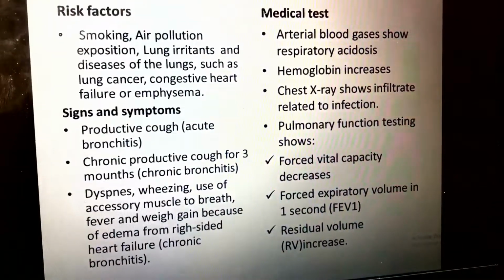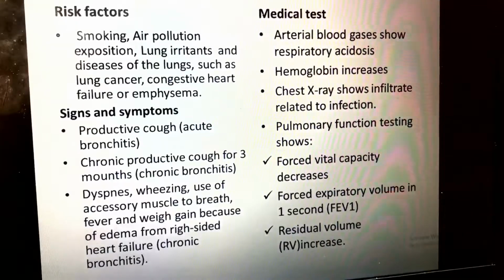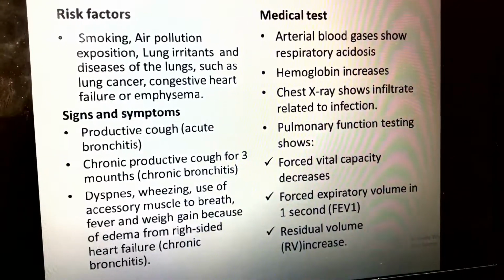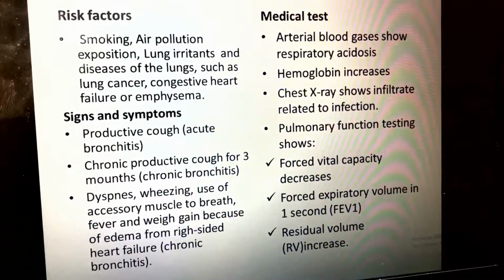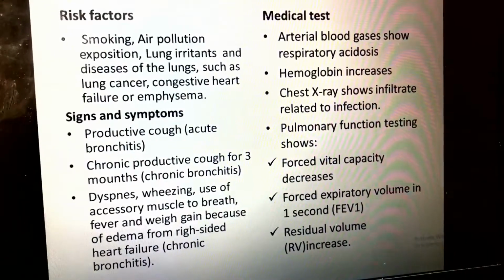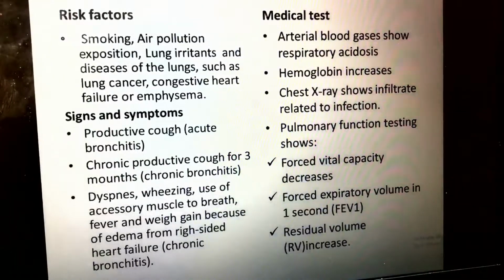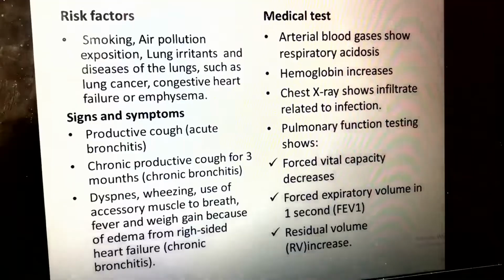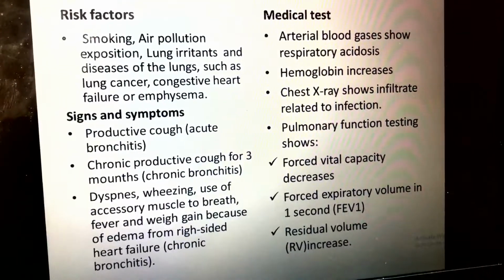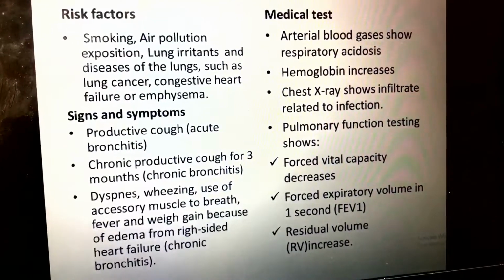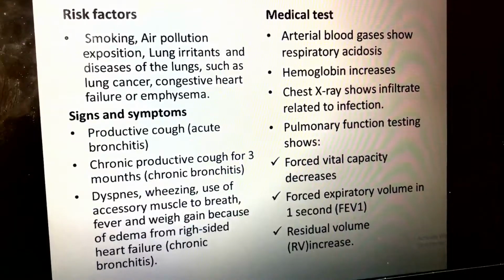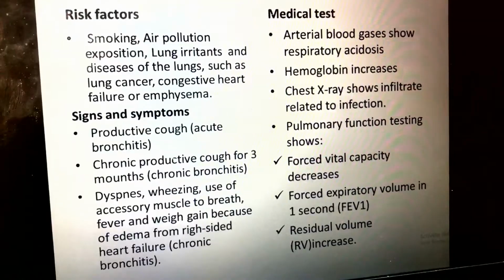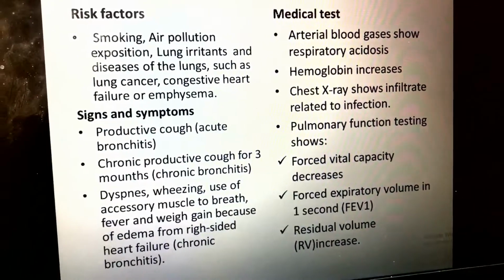What are the medical tests for bronchitis? We can test arterial blood gases, which will show respiratory acidosis. The hemoglobin will increase, and chest X-ray will show infiltrate related to infection. Pulmonary function test will show forced vital capacity decreases, forced expiratory volume in 1 second decreases, and residual volume will increase.